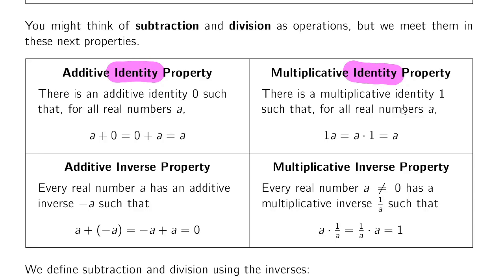And once we have an identity, we can talk about the notion of an inverse. The additive inverse property means that every number has an opposite, so we're gonna call it negative a. Right? That means the opposite of whatever real number a is. So that if we add a number with its opposite in either order, we get 0.